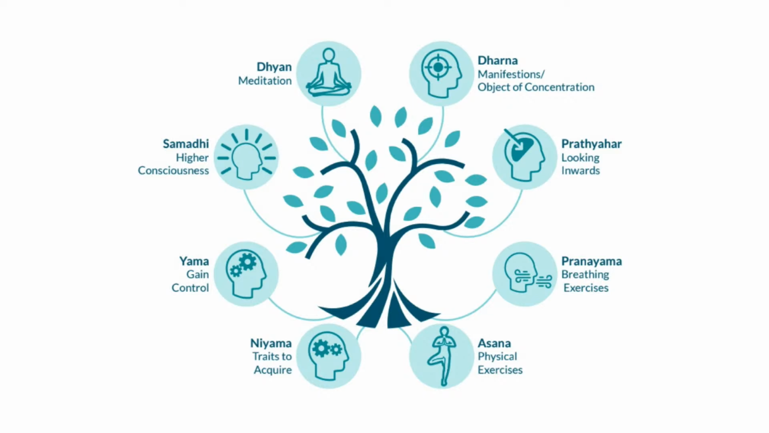Yeah, so the bottom 4 are yam, niyam, asana, pranayam. Yam is actually the traits or behaviors that you want to get control of for yourself. And the niyams are basically the rules of the road, or rules of conduct, and physical exercises, breathing exercises. So those are the foundational pieces.